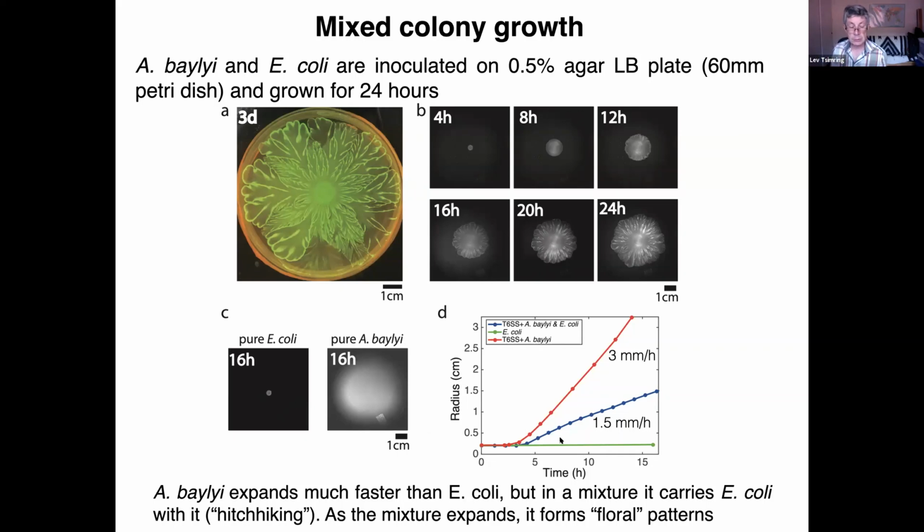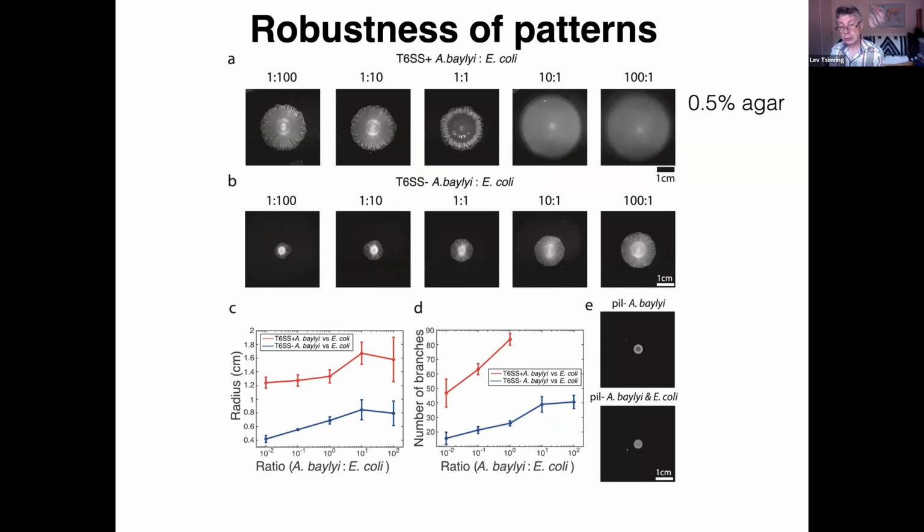So in principle, it was known, but it was not known in this context of forming interesting patterns. Just to show you that the patterns are very robust, we tried very different conditions. We tried different relative concentrations of Acinetobacter and E. coli. There is a wide range, about 2 orders of magnitude of relative concentrations, where you do observe patterns. If the concentration of Acinetobacter becomes too high, then you don't observe patterns.